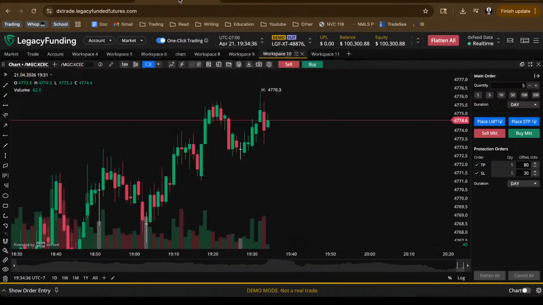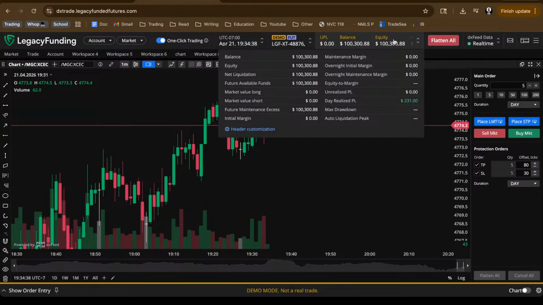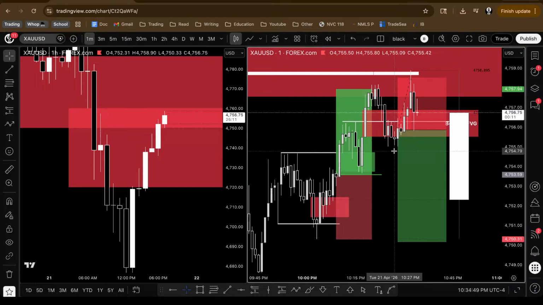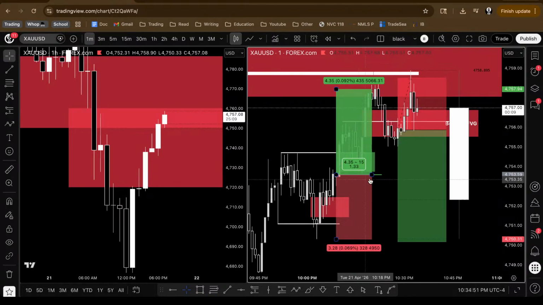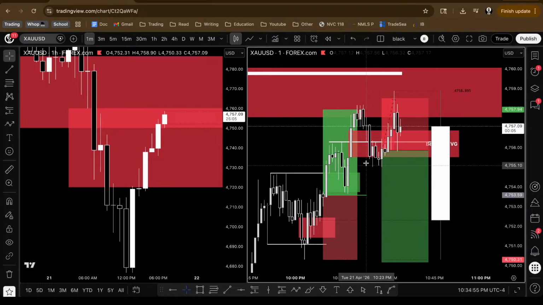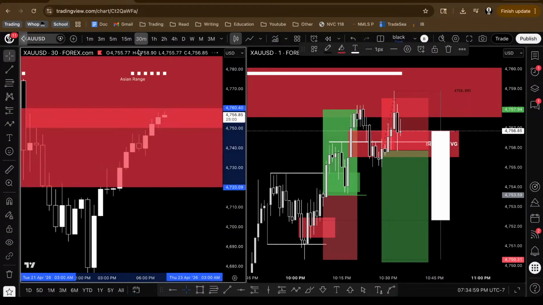All right, we got cooked on this one. How much did that cost us? 370 minus like $140. All right, so we did get the IFG. We didn't really break down through the structure though. So we got taken out back into this 1 hour gap. We got a new 30-minute open as well.